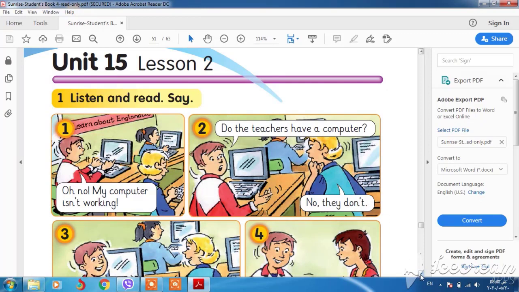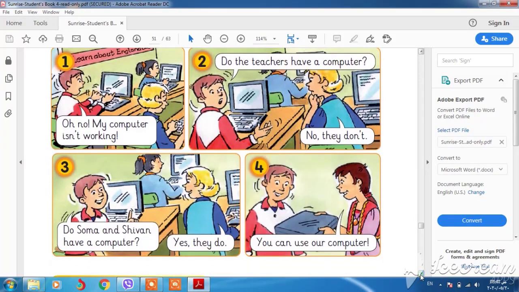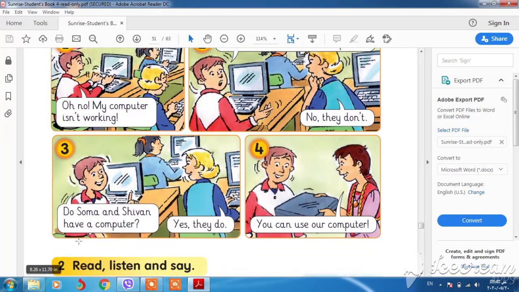No, they don't, okay? Do Soma and Shivan have a computer? Yes, they do. Also, we have two persons, Soma and Shivan. It means that we have they. For they, we put do for the question. Do Soma and Shivan have a computer? Yes, they do. You can use our computer.